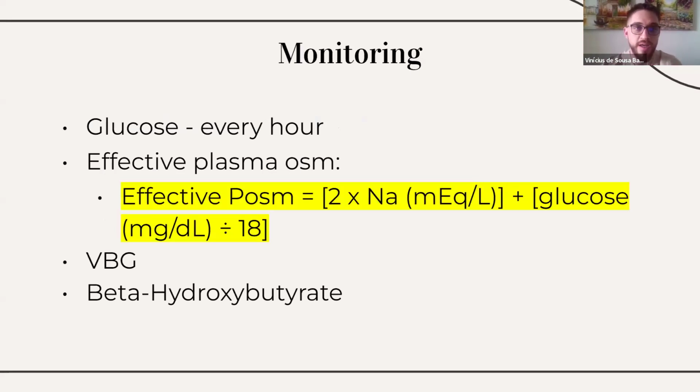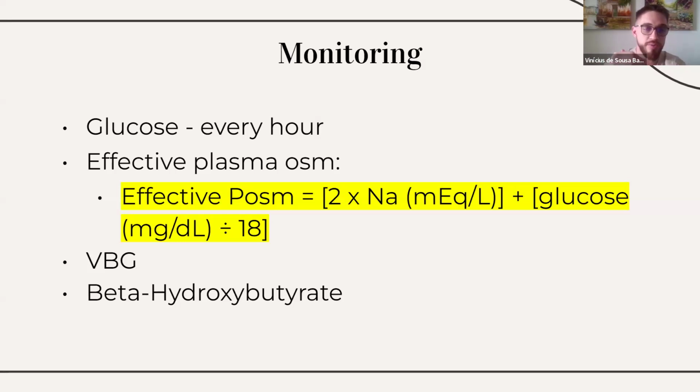To do the monitoring, you need to monitor the glucose every hour. You need to calculate the effective plasma osmolarity, which I put in the formula for you guys. And this is very important, mainly in the HHS, because you need to take into account that the HHS will be resolved when the plasma osmolarity is less than 315.